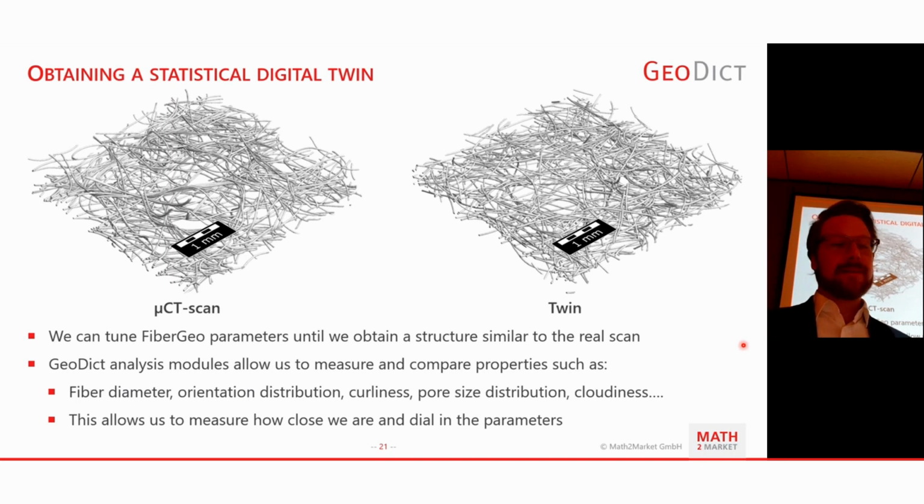And the GeoDict analysis modules can help us here. They enable us to measure and compare the properties such as the fiber diameters, orientation distribution, curliness, pore size distribution, cloudiness, etc. And this in turn allows us to measure how close we are with our digital twin to the real material and to dial in the parameters. So this is basically a half automatic approach.